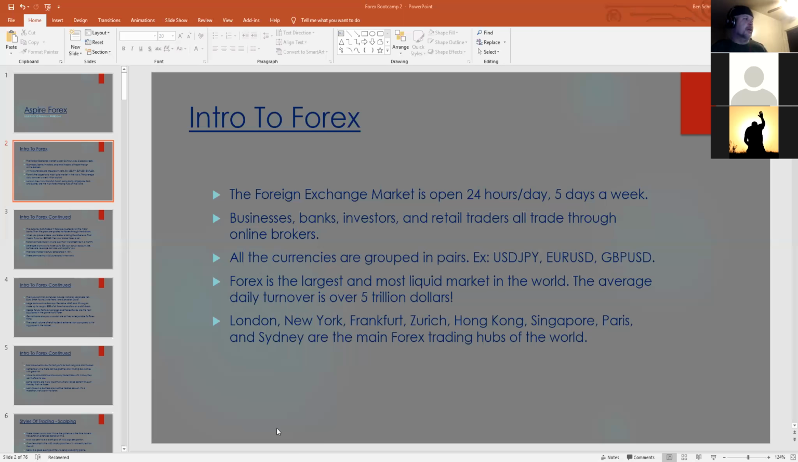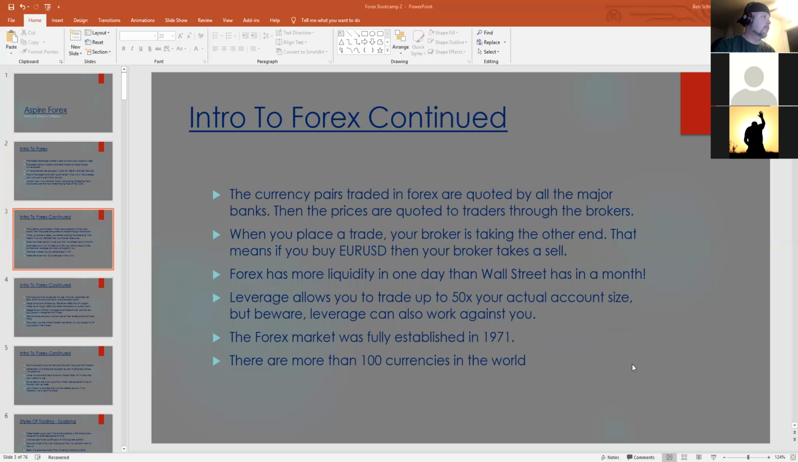London, New York, Frankfurt, Zurich, Hong Kong, Singapore, Paris, and Sydney are the main Forex trading hubs in the world, okay? All of these are open, and you can trade during any of these. It's just a matter of, is your setup ready or not, right? Or is there some major news coming out? But there's a reason why the Forex market is open 24 hours a day, all right? I'll touch on that at another time.